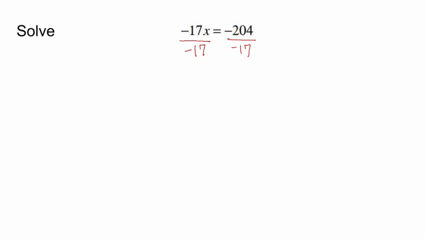When you divide negative 17 by negative 17, they become 1, which means you have 1x, which means you just drop down 1x. Drop down the equal sign, and negative divided by a negative is a positive, and 204 divided by 17 is 12. Now that x is all by itself alone on the left, you are done. Circle your answer, one-step equation, call it a day.